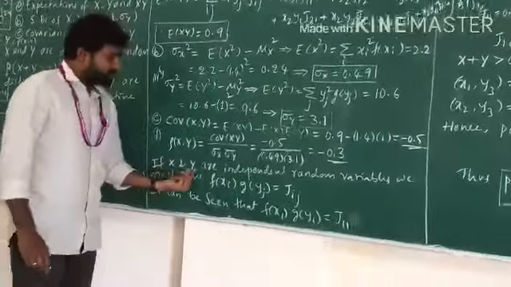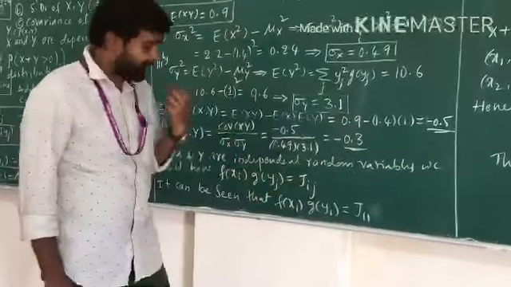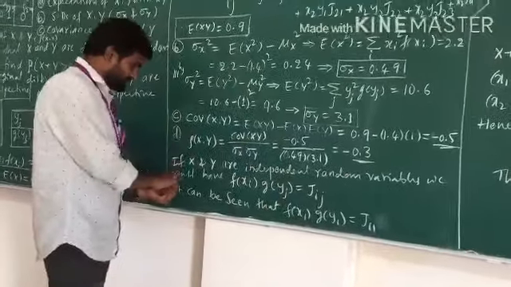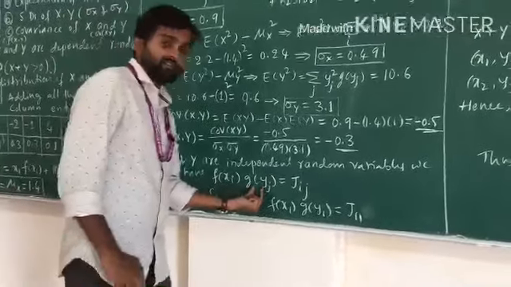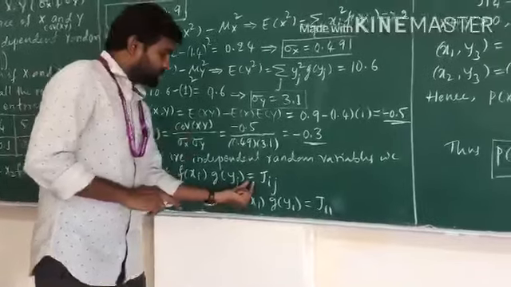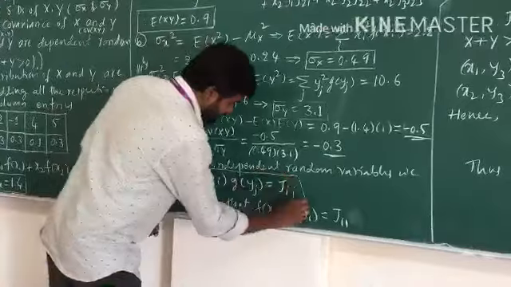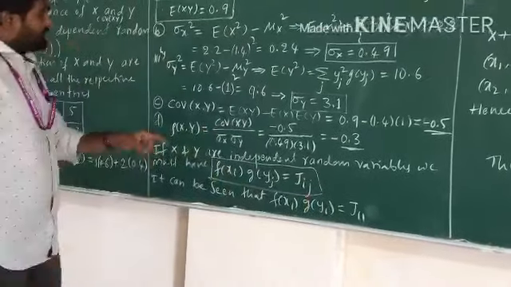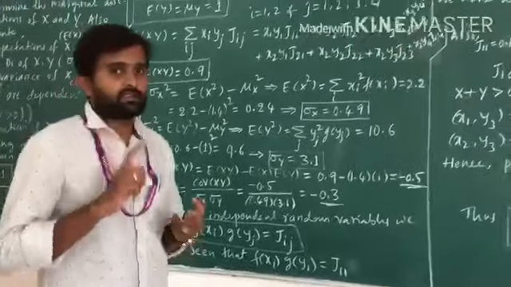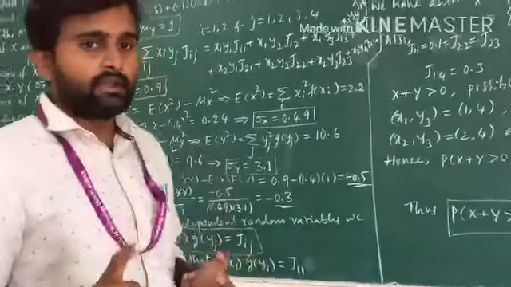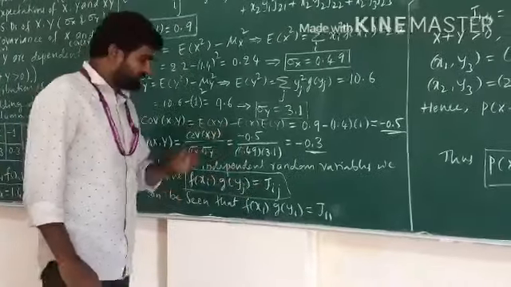If x and y are independent random variables, we know the expression must have f of xi into g of yj equal to jij. This should be satisfied. If x and y are independent random variables, then this condition should be satisfied. Now you check this one.